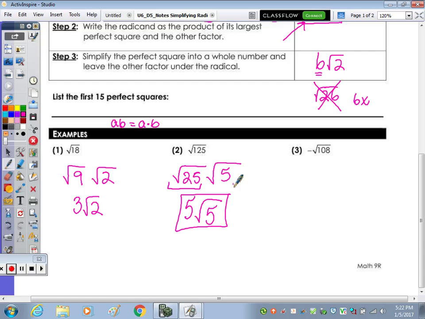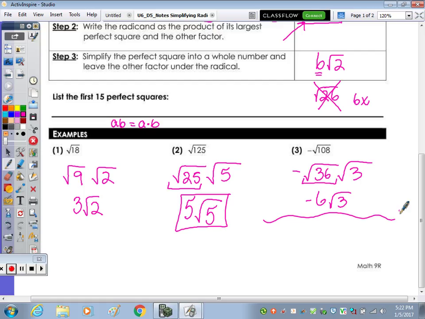And now the next one, negative radical 108. What's the largest perfect square factor of 108? The largest perfect square factor of 108 is going to be 36 times 3. So you break it down, square root of 36 is 6, so it's going to be negative 6 radical 3.